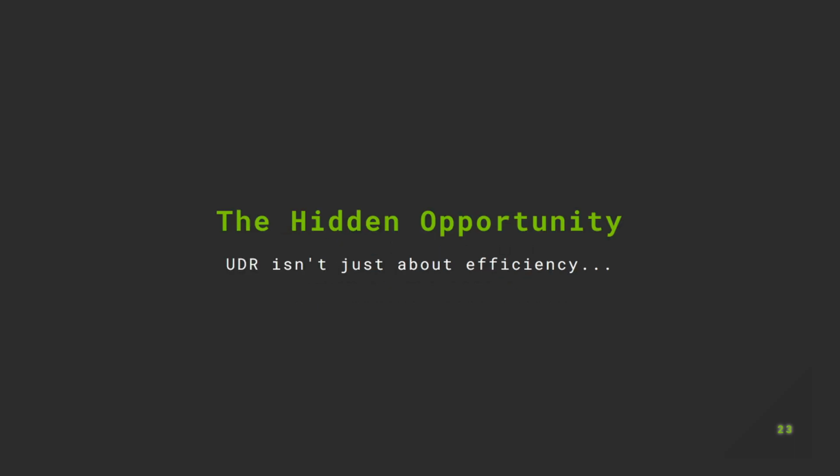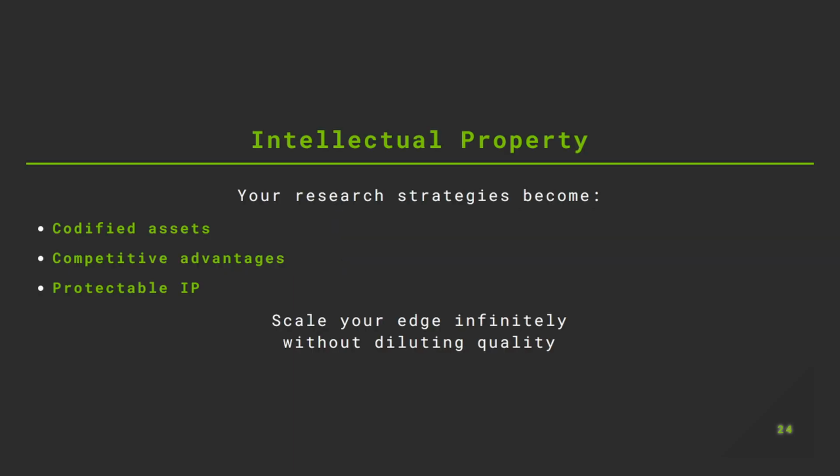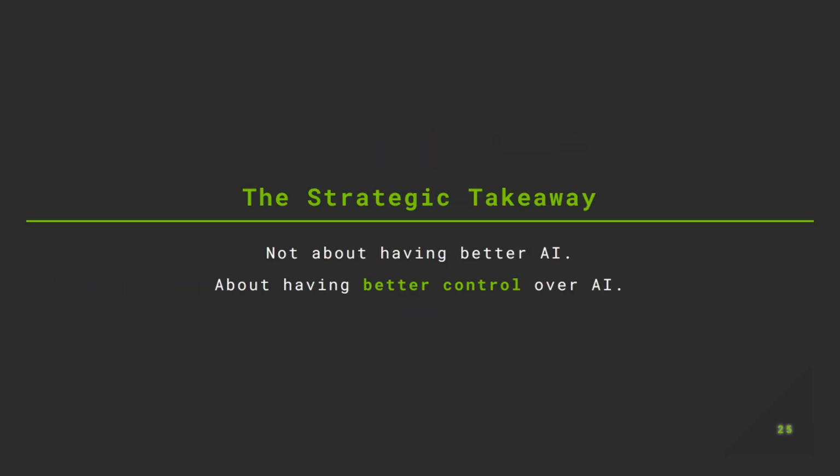But here's what most people are going to miss completely. This isn't just about efficiency. It's about turning your research methodology into intellectual property. Think about it. The way your organization validates information, the sources you trust, the verification sequences you've refined over years of experience, all of that becomes codified. It becomes an asset that you can protect, audit, and continuously improve. In many industries, your research process is your competitive advantage, and now you can scale that advantage infinitely without losing quality, and that's powerful.